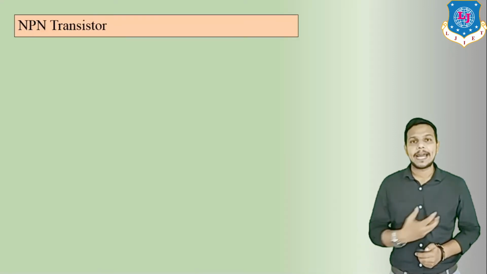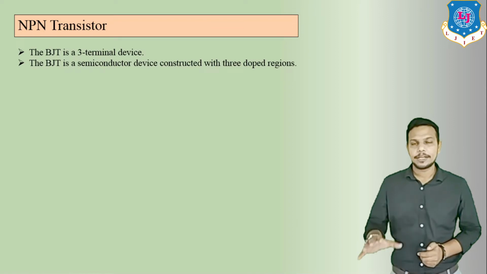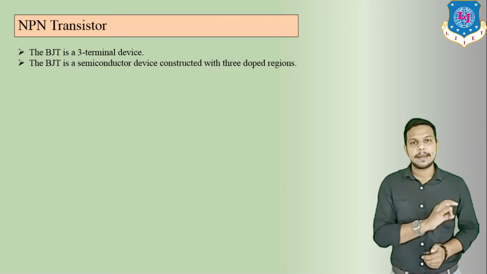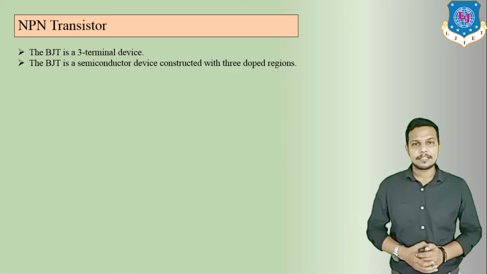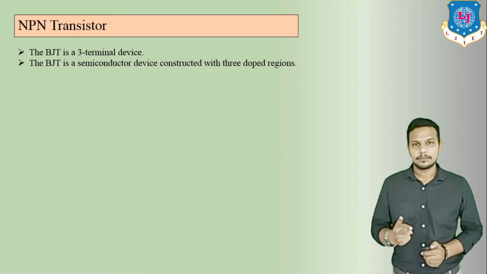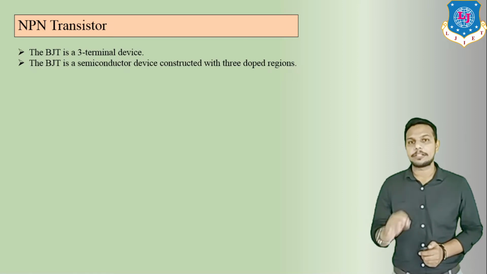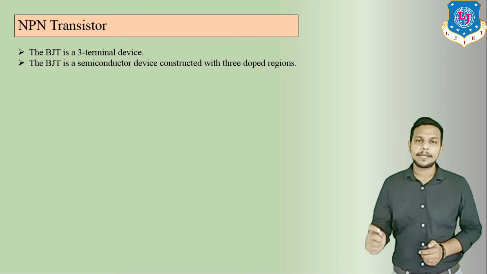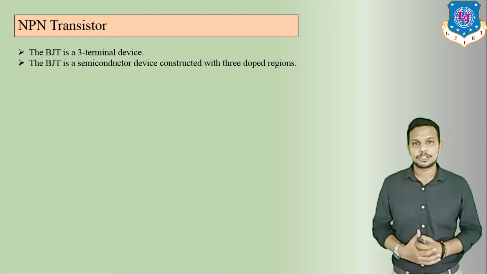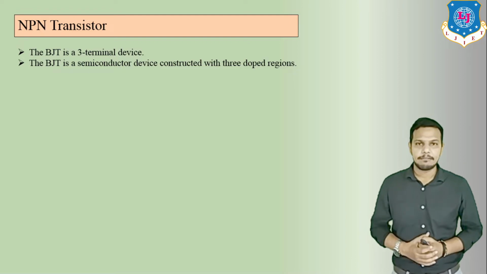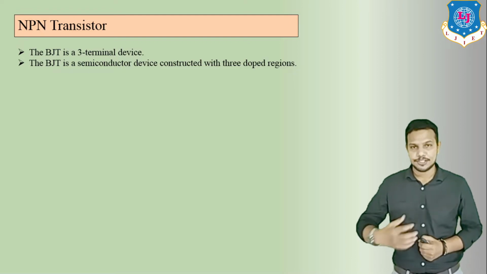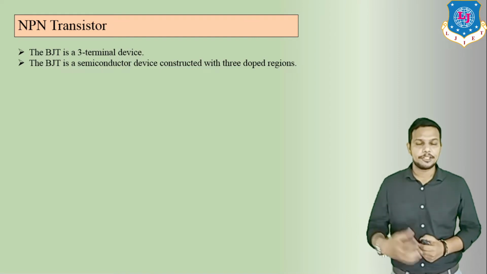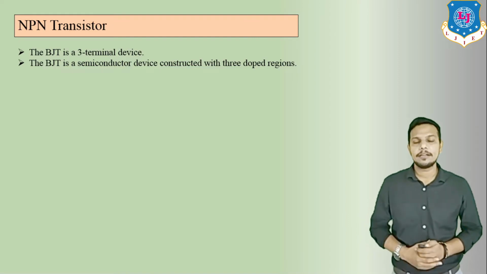Now let us discuss the NPN transistor. Particularly here we are discussing NPN material. That means N-type material is at the ends, and between these two we put P-type material, like a sandwich. The P-type material is sandwiched between the N-type material. BJT is a three terminal device. BJT is a semiconductor device constructed with three doped regions: N-type, P-type and again N-type.